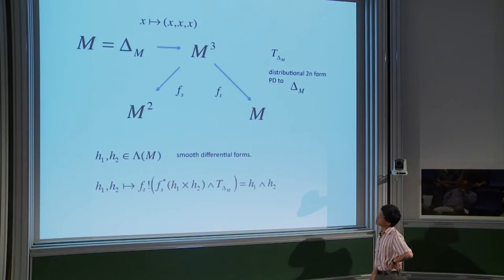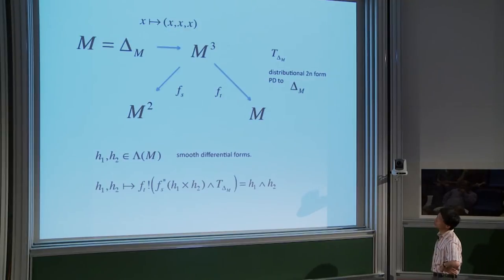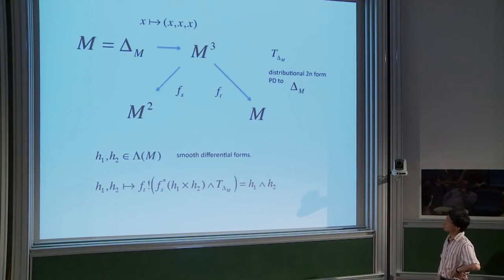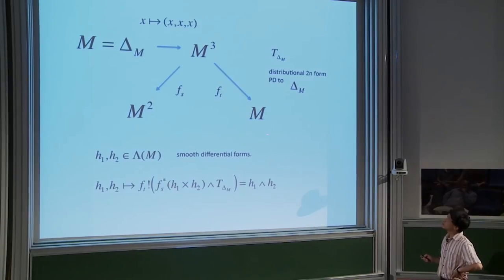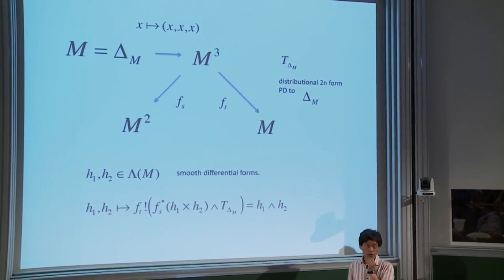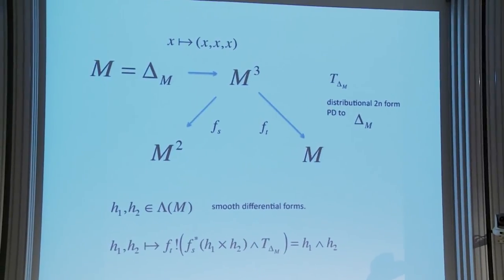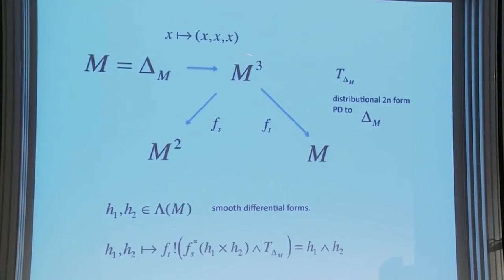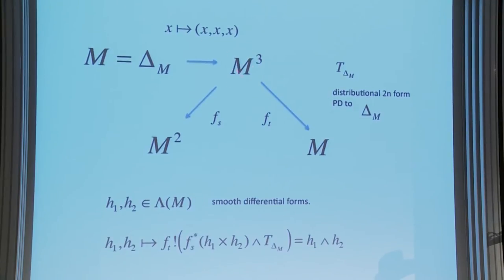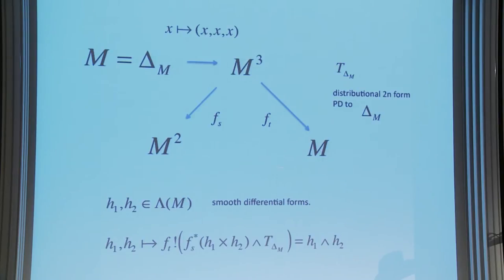So the case I want to explain is this Chern-Simons, but I want to start with a very simple case, simple things, that is a wedge product. So let M be a manifold, and we consider the triple power of M, M cube. Then you have projections to the first and second factor, which is M square, and the third factor, this is M. So this is a square, this makes things a bit nonlinear. Like in a linear partial differential equation, you have just linear things, but this is a kind of multilinear.